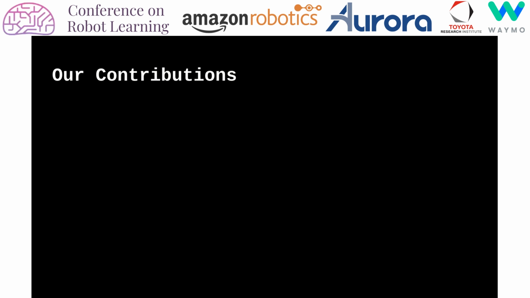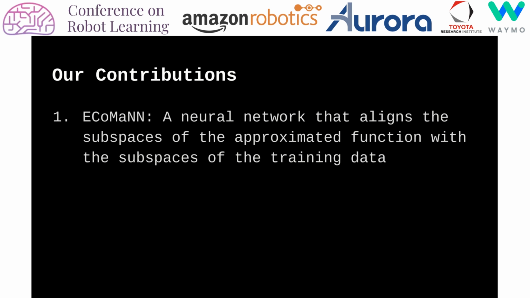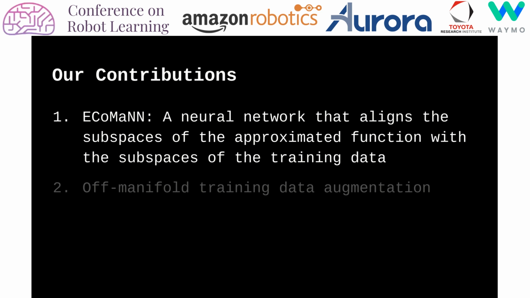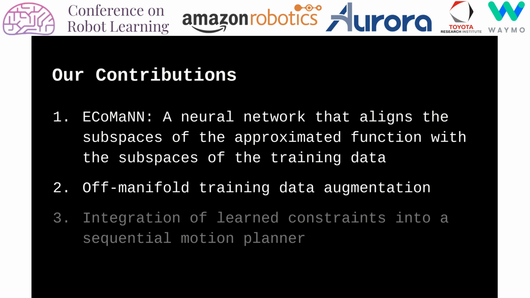Our main contributions are threefold. First, we introduce ECoMaNN, a neural network that aligns the subspaces of the approximated function with the subspaces of the training data. Second, we introduce a method for augmenting a solely on-manifold training dataset with off-manifold samples. And finally, we integrate the learned constraints into a sequential motion planner and show results for complex robotics tasks.